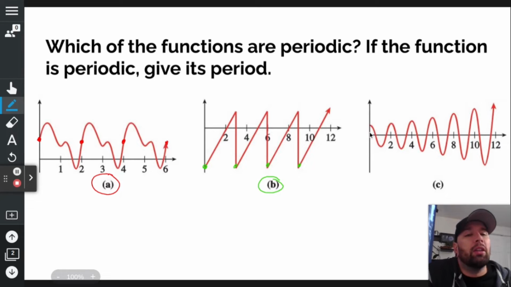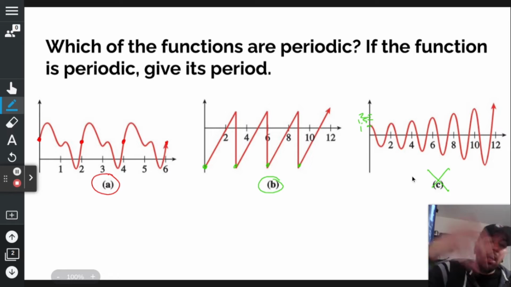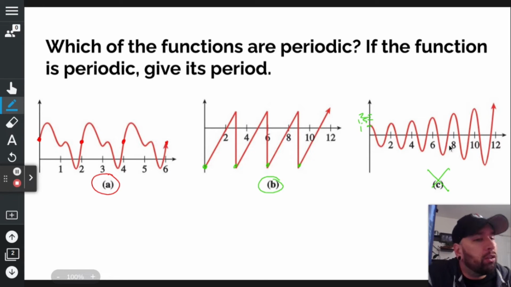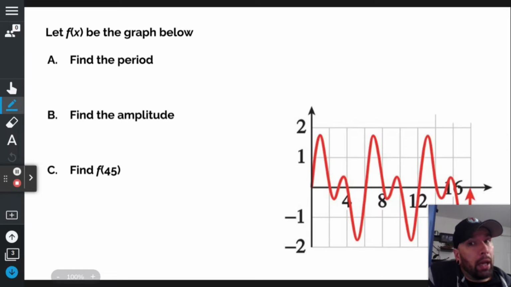However, when you take a look at C, it starts here at, we'll just say, 1, and then maybe jumps up to 1.5 and then maybe jumps up to 2. And at no point does it go back down to 1 and repeat this process of jumping up and down again. So C is not periodic because even though it has these waves, it doesn't have the same exact behavior as before. So no period, nothing like that. Just a big fat no. So A and B on this one, those are my guys that are periodic.